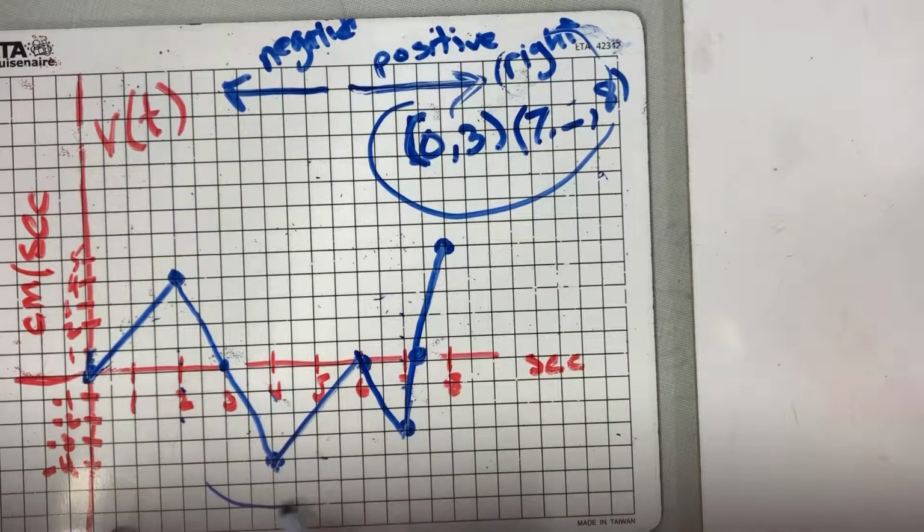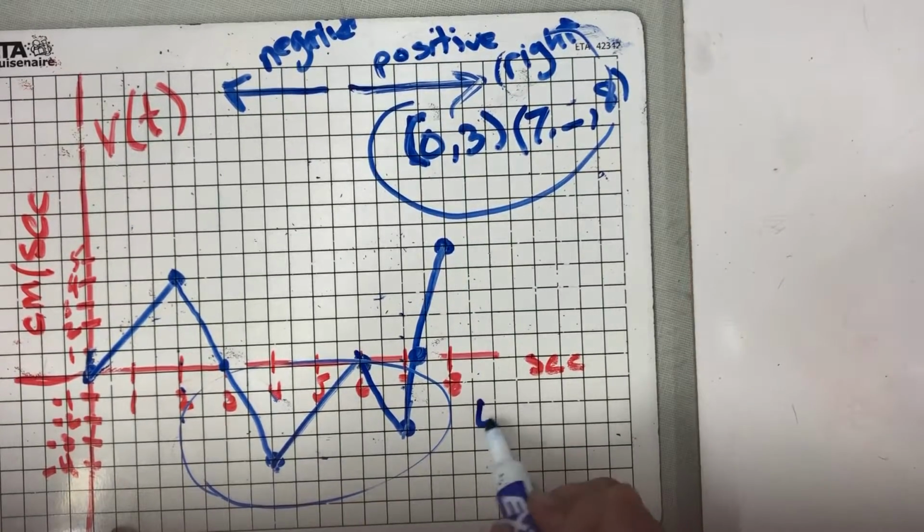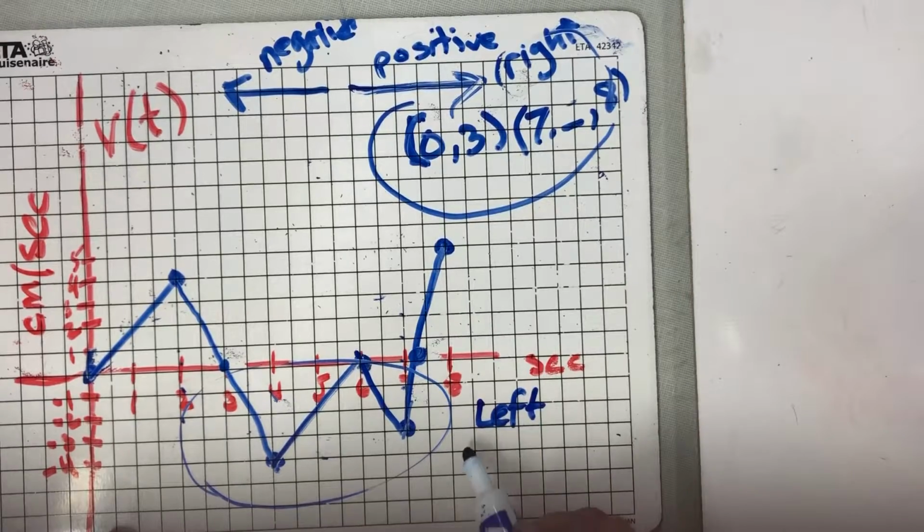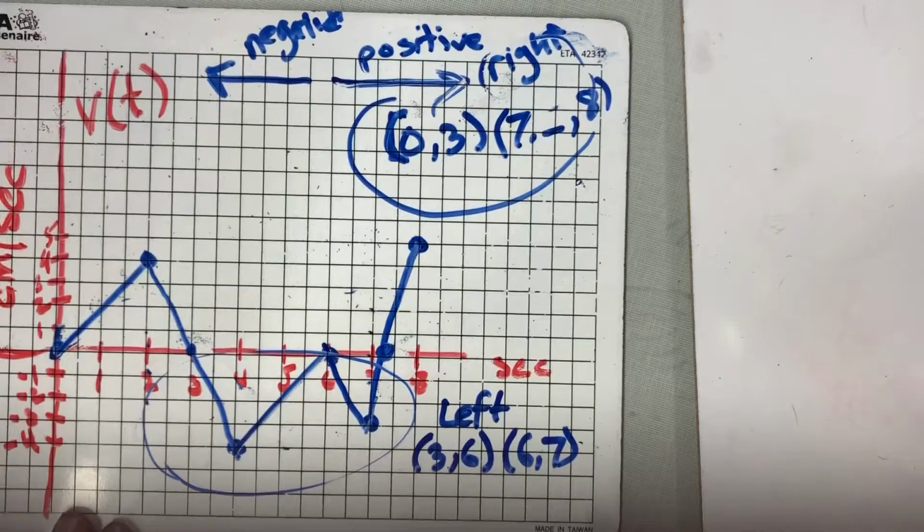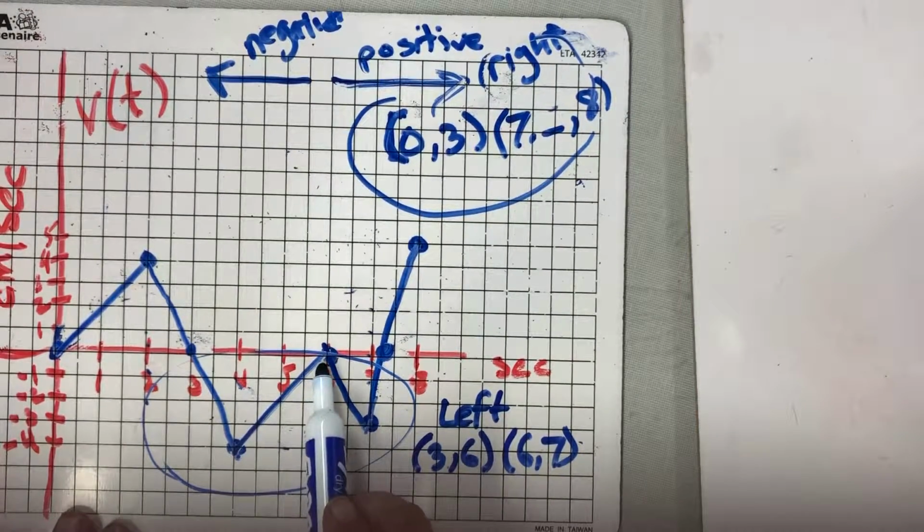On these time intervals, the particle is moving left, because we have negative velocity. So we'll say from 3 all the way to 6, and then from 6 to 7. Now, I made 2 intervals there because technically at 6, there's no velocity. It's a velocity of 0, so there's no direction.